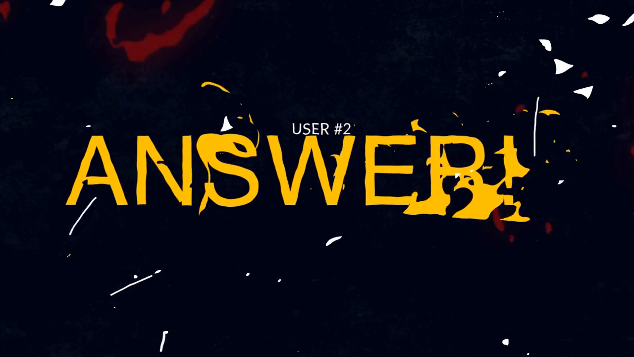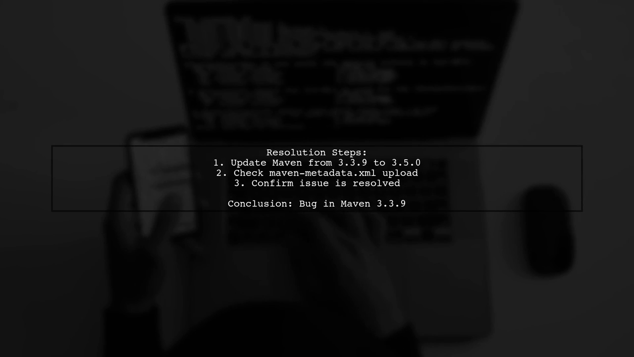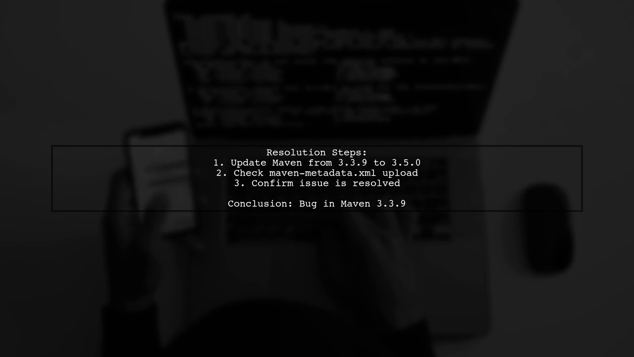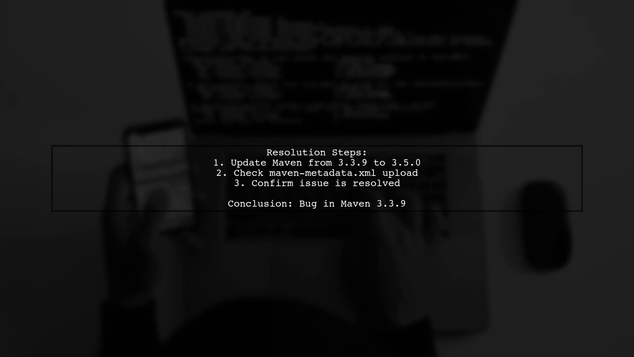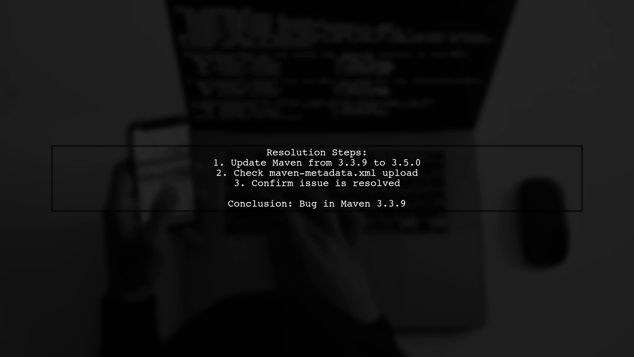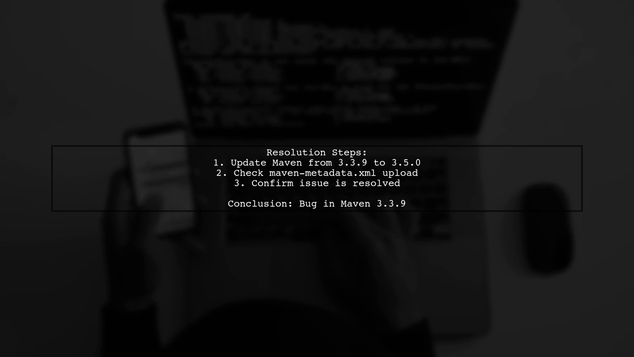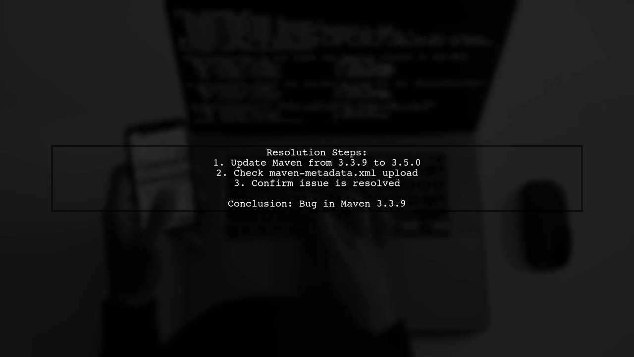Let's now look at another user-suggested answer. The user resolved the timestamp issue by updating Maven from version 3.3.9 to 3.5.0. They discovered that the Maven metadata.xml was uploaded correctly after the update, indicating a bug in the earlier version.